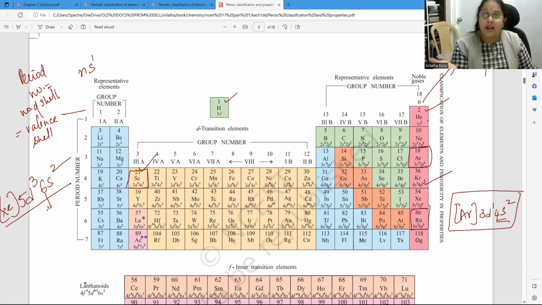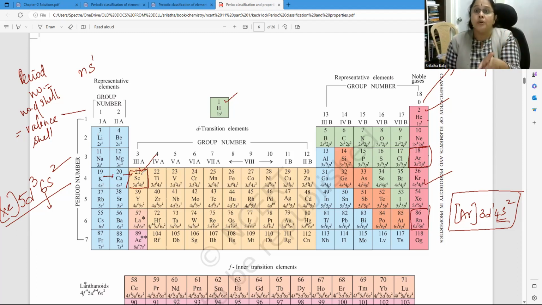Fine. And every element in a period, what happens? Electrons will fill up the same shell. And the difference in atomic numbers as we progress will be a difference of only 1. As we progress, 19 to 20, 20 to 21, a difference of only 1 atomic number you see when you move from left to right. That's the important feature of a period.